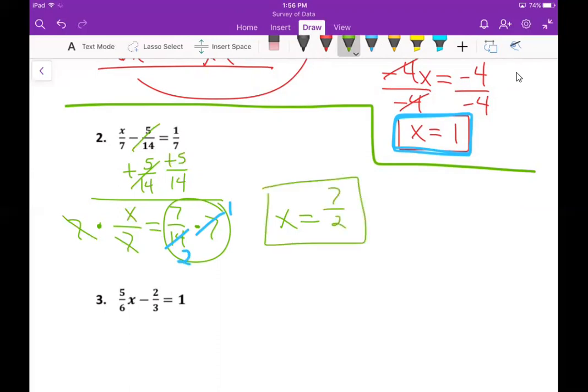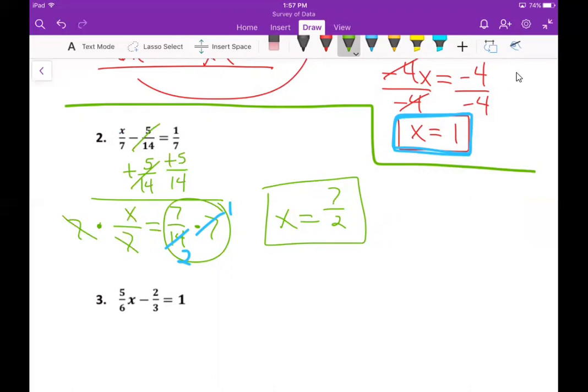I would highly suggest pausing and checking that answer. Okay, put it back into your function, use your calculator to check it. You're just going to take 7/2. Put it in fraction form or put it in parentheses. Divide it by 7, subtract 5/14, and see if you get the right answer.